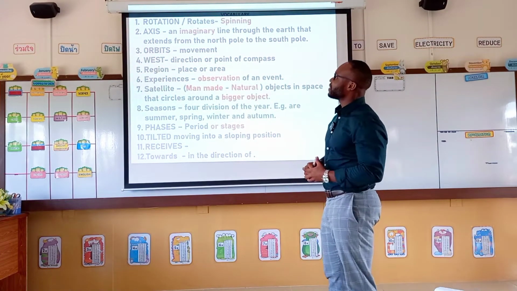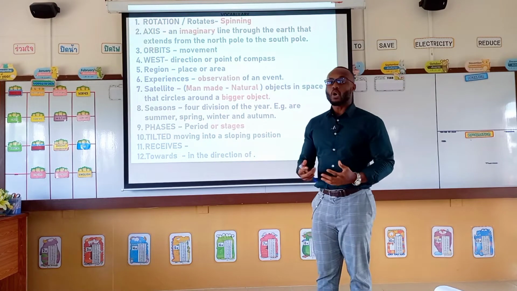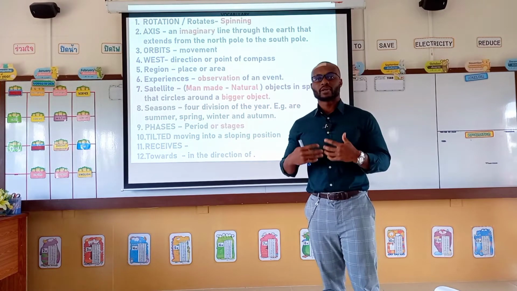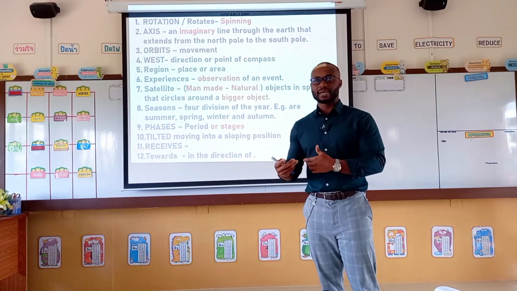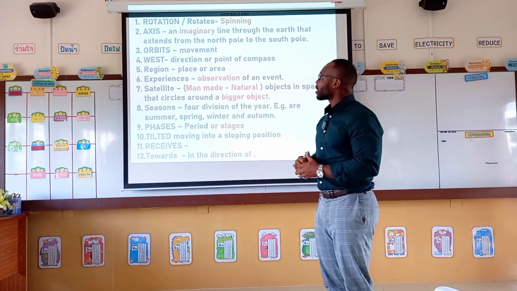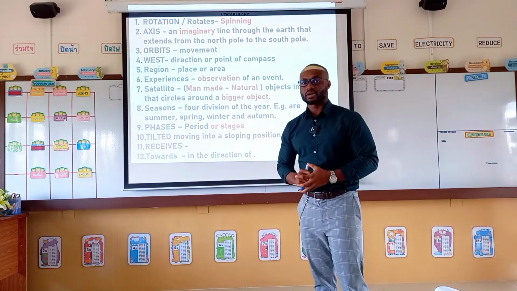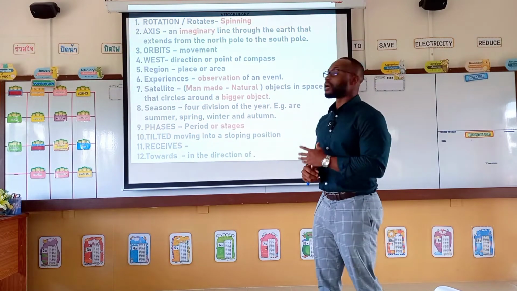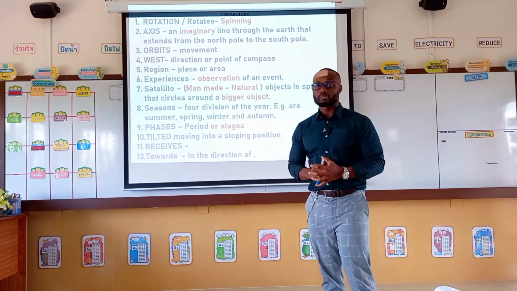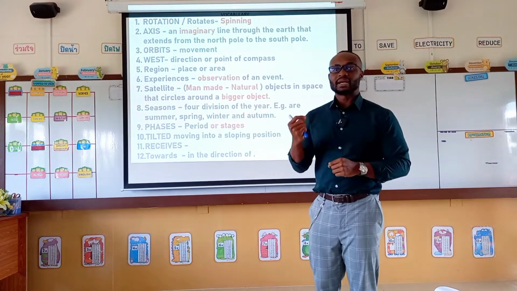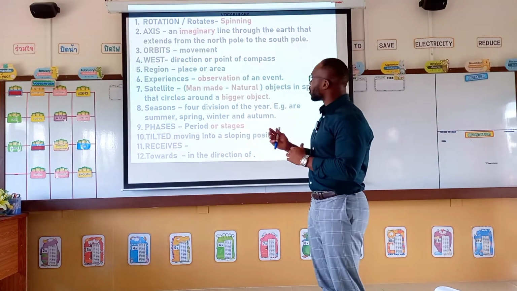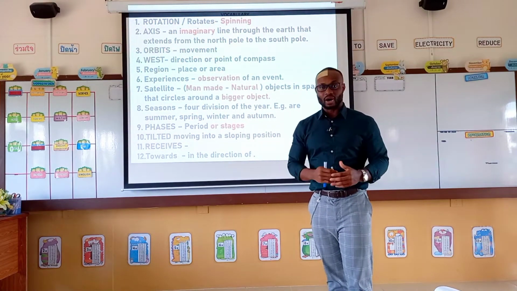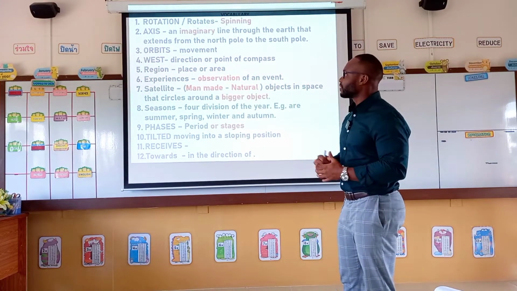So the first word here we have is rotation. So rotation or rotate, all right? This means for an object to rotate or to spin, okay, to move. So this is all about rotation. Number two, axis, okay, axis. This is an imaginary line through the Earth that extends from the North Pole to the South Pole. So this is an imaginary line, okay, that shows the direction between the North Pole and the South Pole, okay. I'll give you much more detail on that later on.